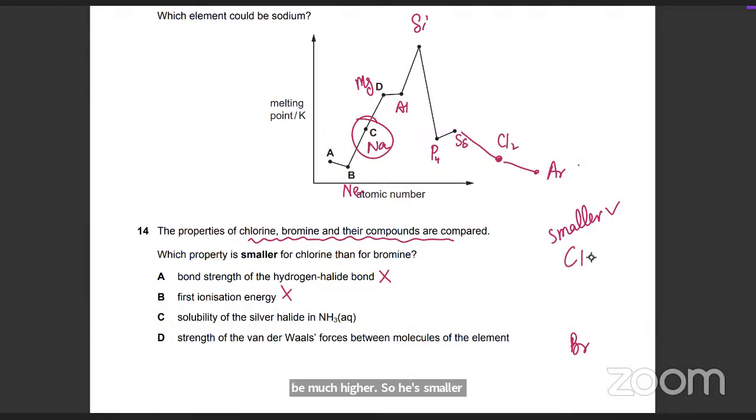Solubility of the silver halide. So is AgCl soluble or AgBr soluble? Which of the precipitates are soluble when you test them with, and he's talking about the halides. I think Cl. Okay, the white precipitate of AgCl is soluble in dilute ammonia. AgBr is partially soluble or dissolves in concentrated ammonia. And AgI is not soluble at all. That's a yellow precipitate. So again, it's more soluble. So it's not smaller.